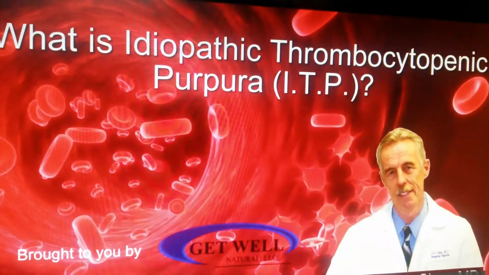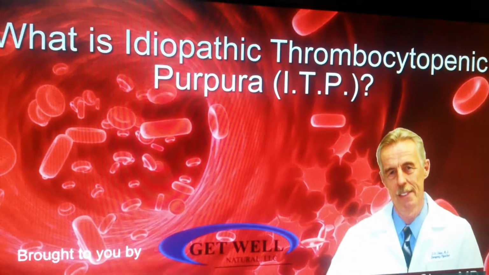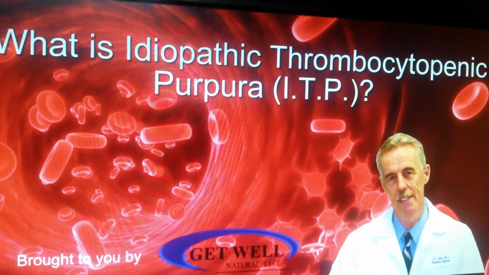Idiopathic thrombocytopenic purpura is also known as ITP, a much easier term to express. It's also known as immune thrombocytopenic purpura. So ITP is classified as an autoimmune disease with symptoms of low platelet counts.